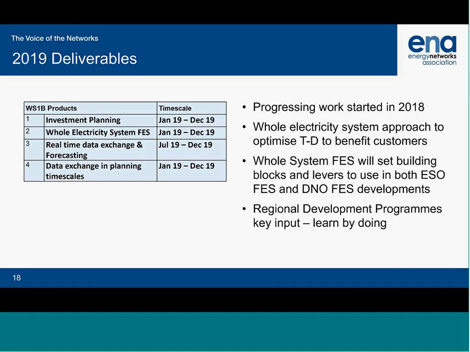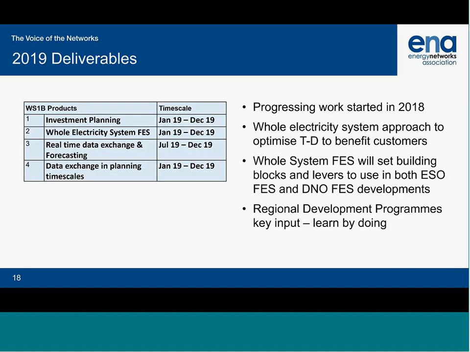Product 2 is whole electricity system FES. Looking initially, the first bit is to pick up on last year's work and make sure that we can bring tactical improvements to the National Grid 2019 FES. As the 2019 process has already started, we can't bring fundamental changes in at this point, but we're looking to see from the learning of last year's work what tactical changes we can bring in.